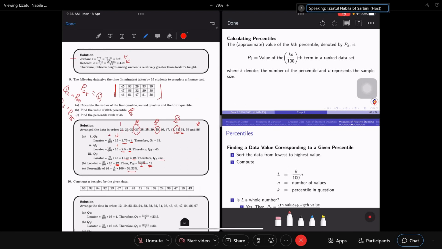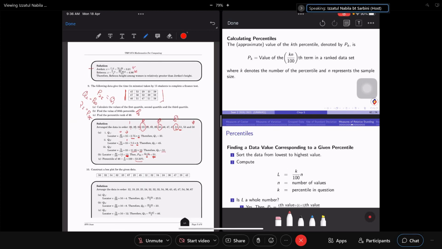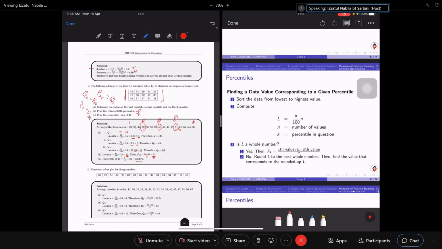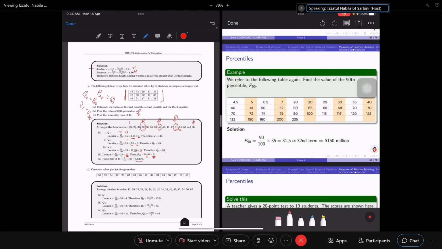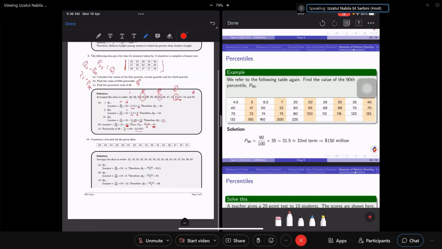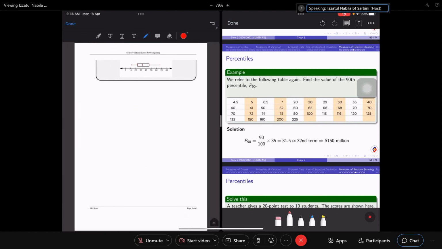That would be finding your first quartile, second quartile, third quartile, and also how to calculate the percentiles. So always remember, first quartile is P25, second quartile is P50, third quartile is P75. Okay. Now, I think 10 is the last question.